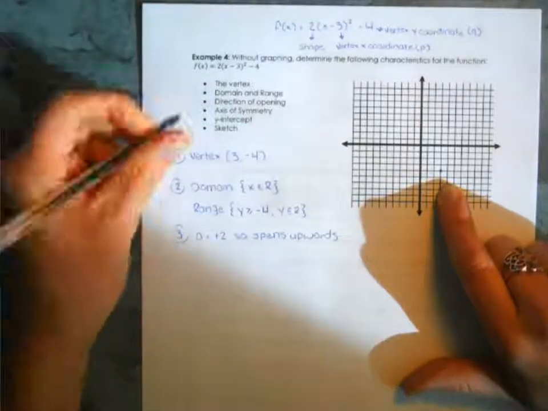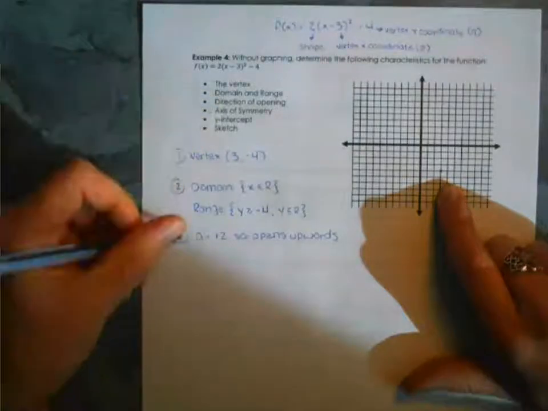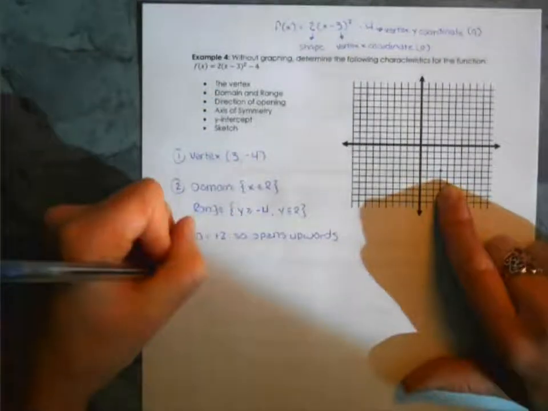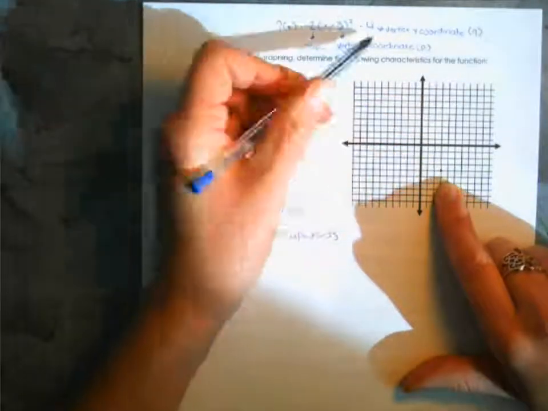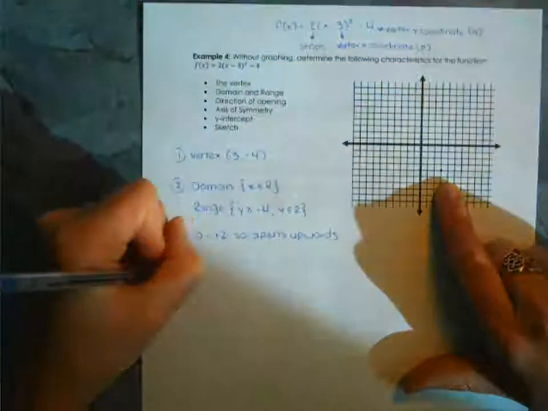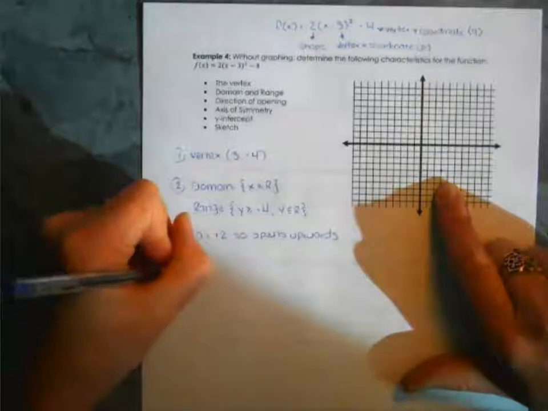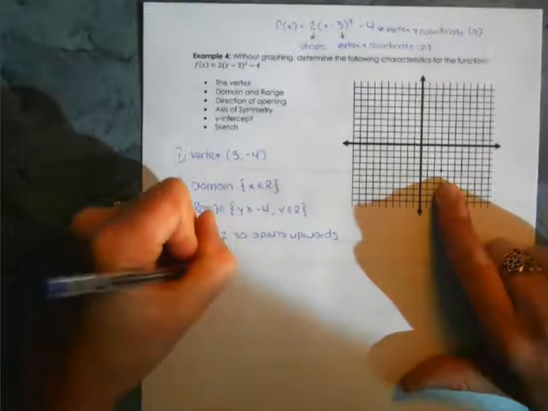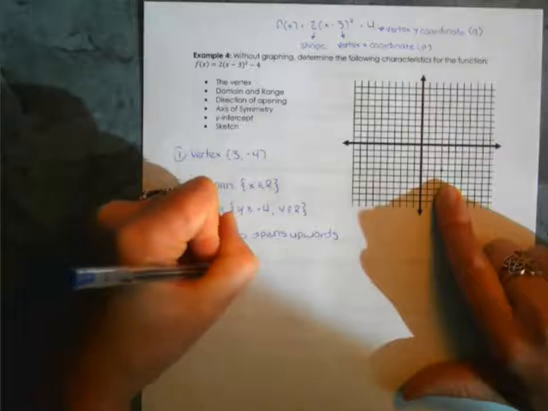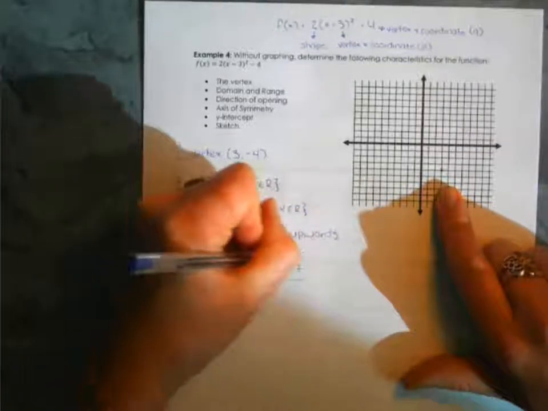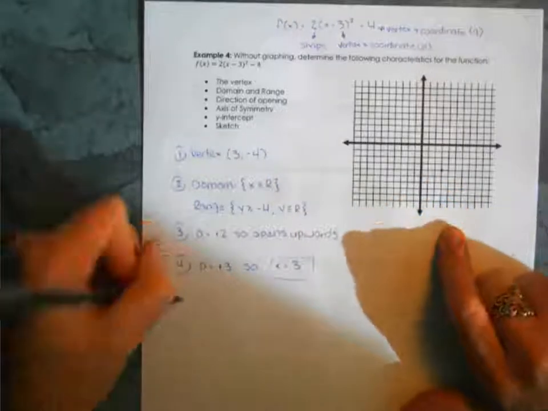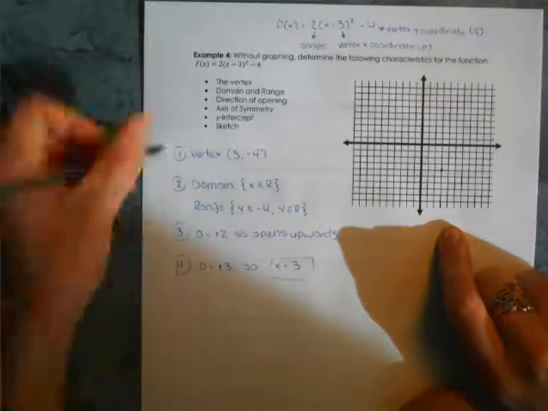Okay, what else do we have here? Axis of symmetry. Well, it's going to be right along this x line, which was +3. So because P equals +3, x equals 3 is our axis of symmetry. What else do we have here?